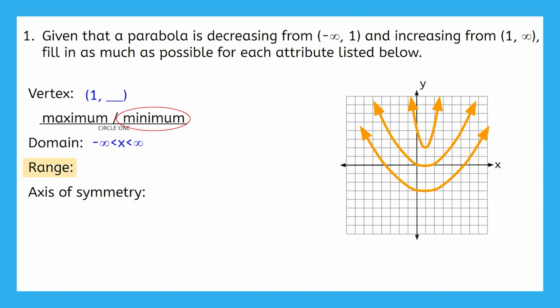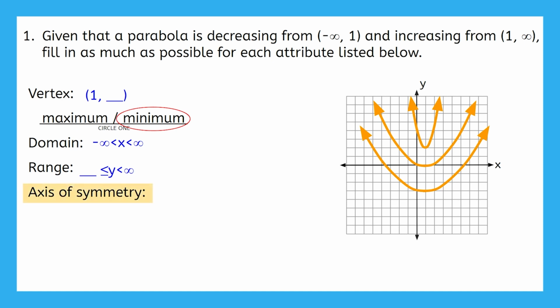Now, what about the range? Since the original information tells us the parabola decreases and then increases, we know the parabola opens upward. How does opening upward affect the range? We know it will go up to positive infinity. Do we know how far down it will go? No, that we don't know. So let's leave that part of the range blank.